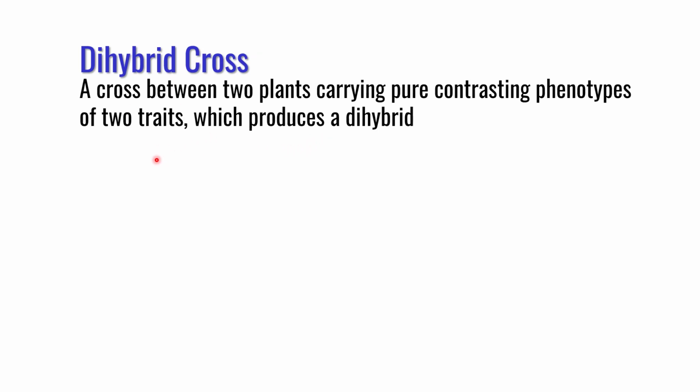In this slide, I will define the dihybrid cross, explain the selection of two distinct traits and their contrasting phenotypes, and describe the selection of pure breed plants for the dihybrid cross experiment. So let us define the dihybrid cross. It is a cross between two plants carrying pure contrasting phenotypes of two distinct traits, which produces a dihybrid. This is known as dihybrid cross.